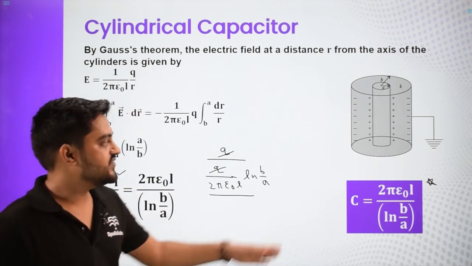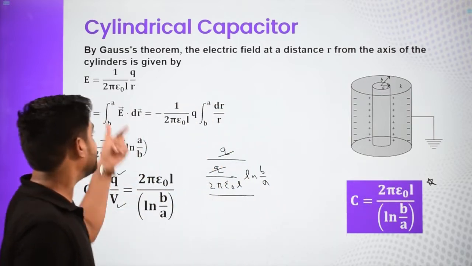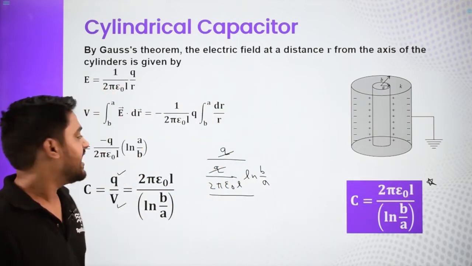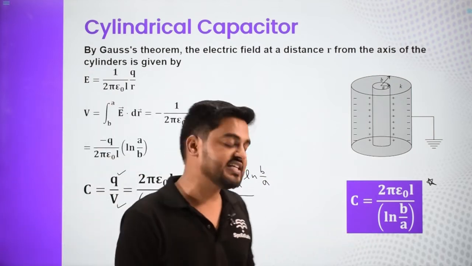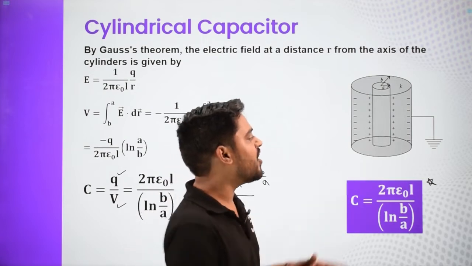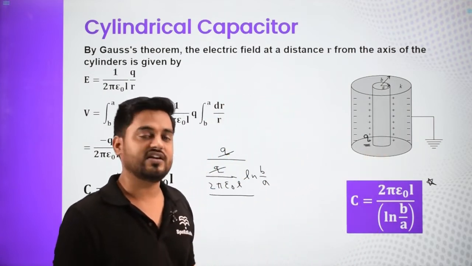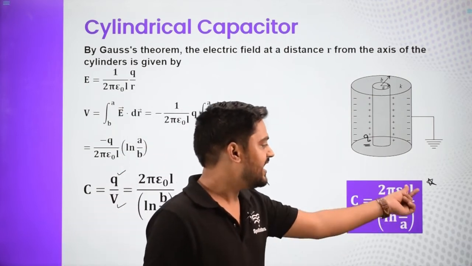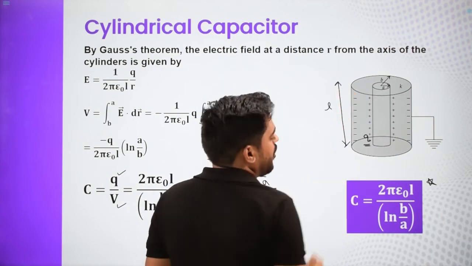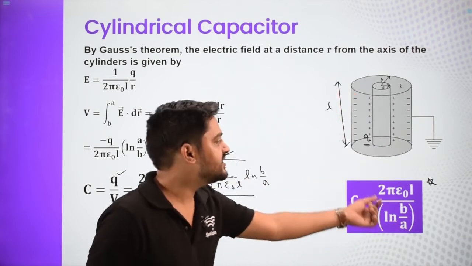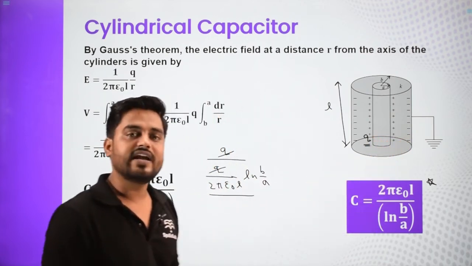Again, there were two cylinders, one of a smaller radius and one bigger, and we found the electric field, then we found the potential difference, and then we said that Q upon V is my capacitance. You see this expression is not depending on the charge or on the potential. It's just depending on L, the length of the cylindrical capacitor, and on B and A. B is the radius of the outer cylinder, and A is the radius of the inner cylinder.